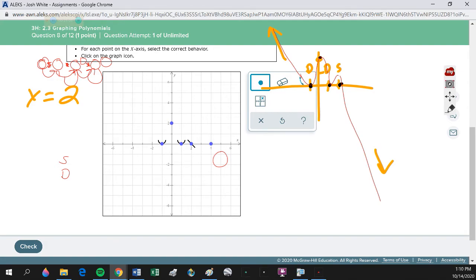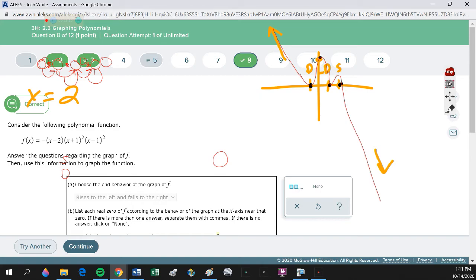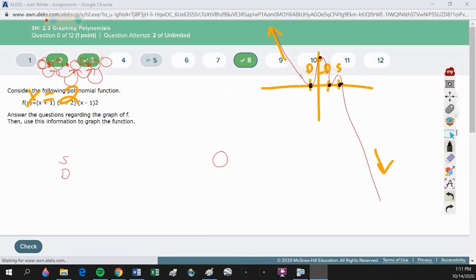Once I have all of those pieces, I touch the graph button, and that graph matches the one that I drew. Hey, I got it right. How nice. Let's do another one.